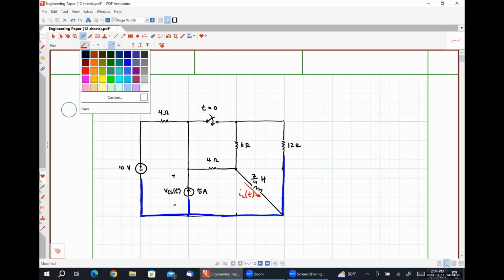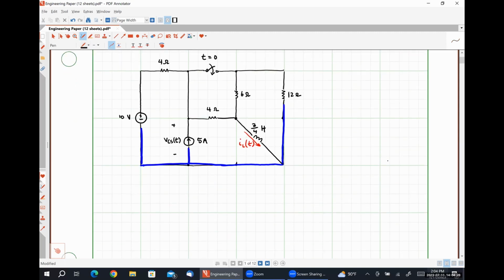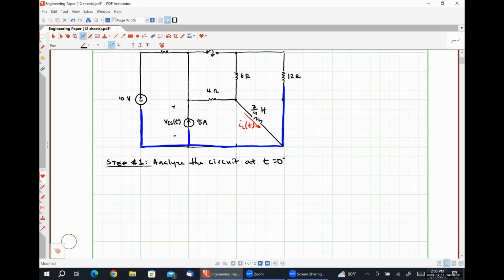Okay. So our first step is going to be to analyze this circuit at t equals 0 minus. Our switch is open and we are at DC steady state, meaning that our inductor will look like a short circuit.